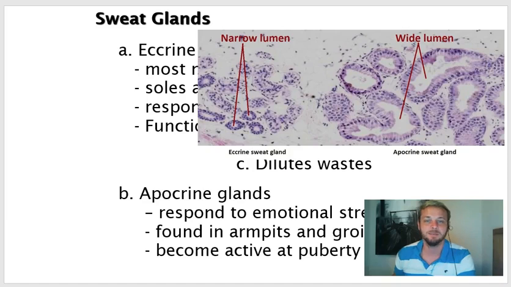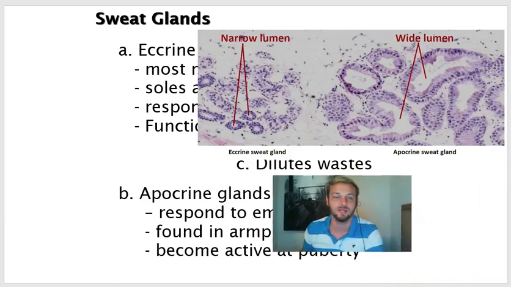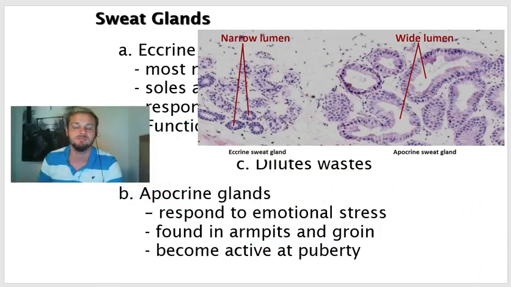The second type is your apocrine glands. These don't become active until around puberty, and they respond to emotional stress. So whenever you're stressed about something like speaking in public and your armpits start sweating, that is going to be these apocrine glands. And they've been linked to stuff like pheromones. Nothing has been proven, but there could be some links to that.